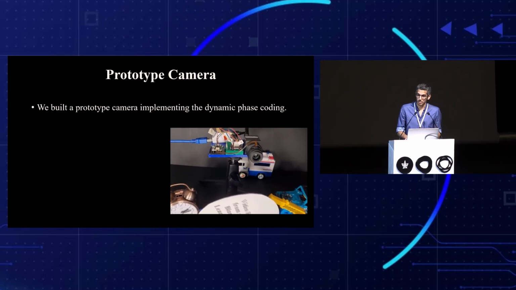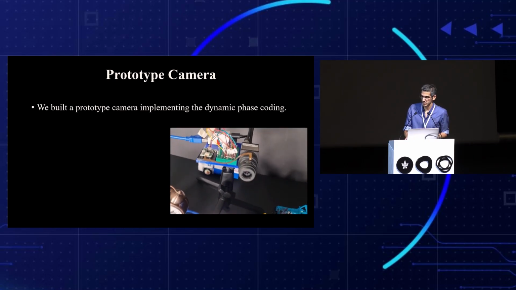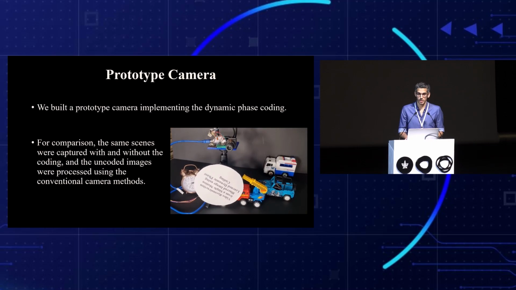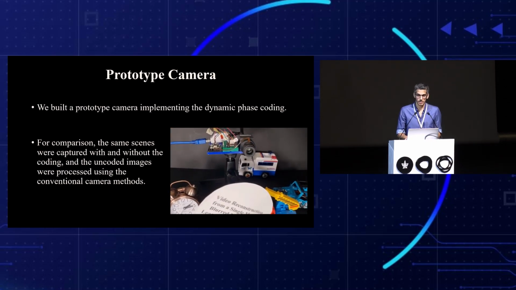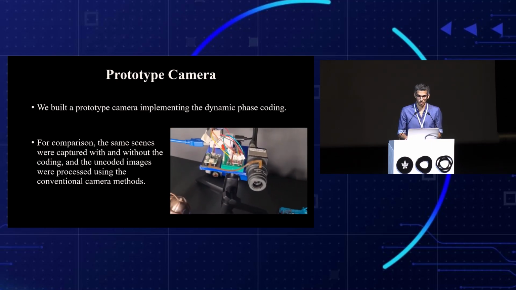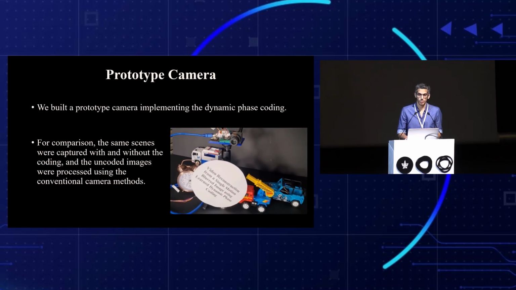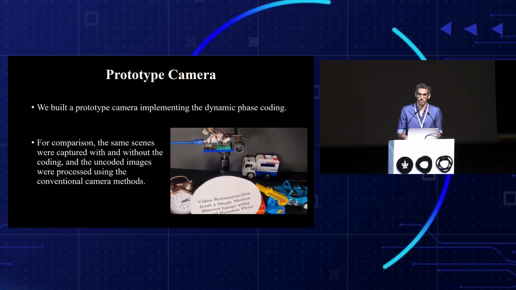We built a prototype camera implementing our dynamic phase coding. For the comparison, the same scenes were captured with and without the coding, and the uncoded images were processed using the conventional camera methods.